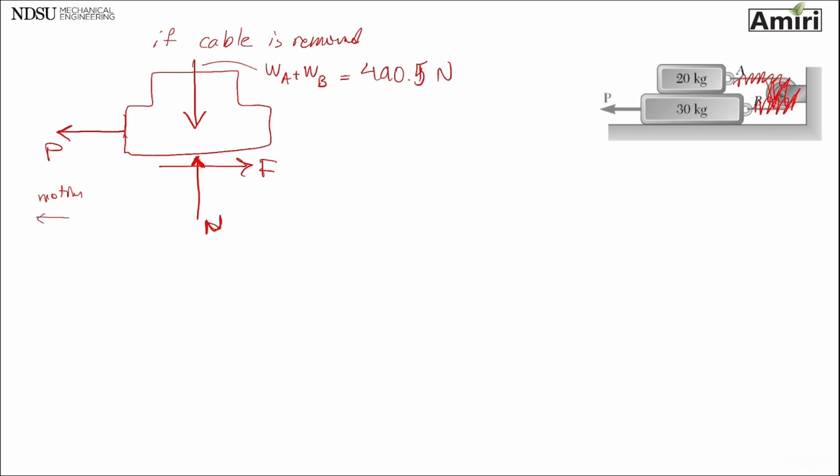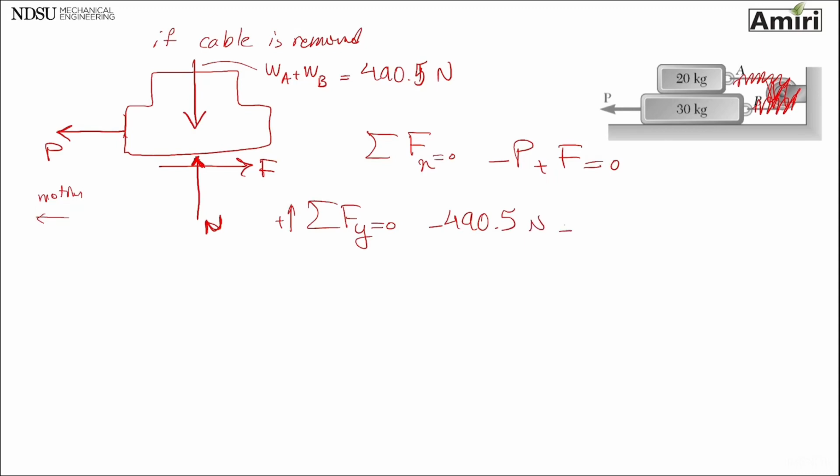All I have to do is write summation of forces in X equals 0. So minus P plus F equals 0. And I don't know F, so I gotta write summation of forces in Y equals 0. So minus 490.5 newtons plus N equals 0. So I get N of 490.5.